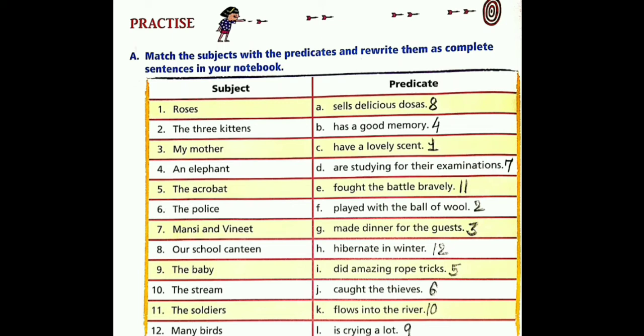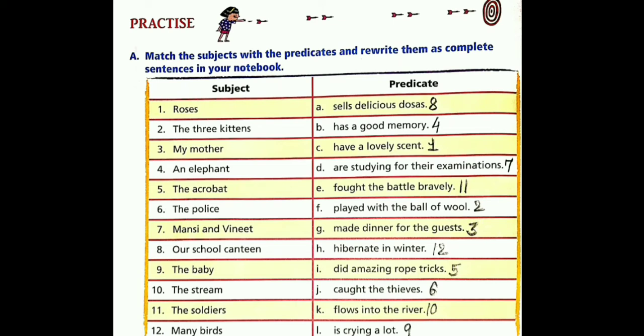The second one is the three kittens. So the correct answer is F. Played with the ball of wool. So the full sentence will be the three kittens played with the ball of wool. So as you can see, each sentence has two parts, that is subject and predicate.